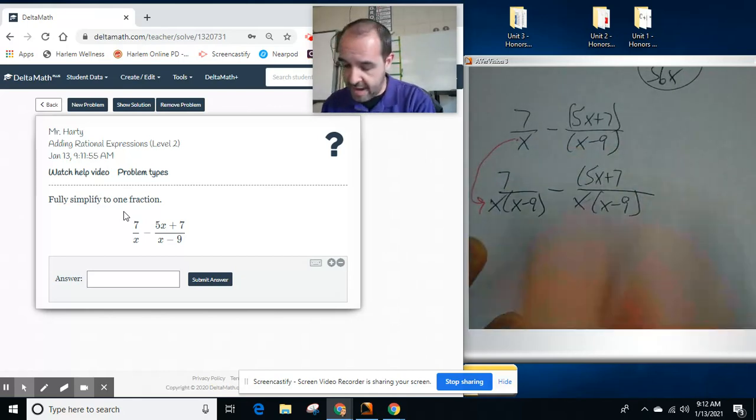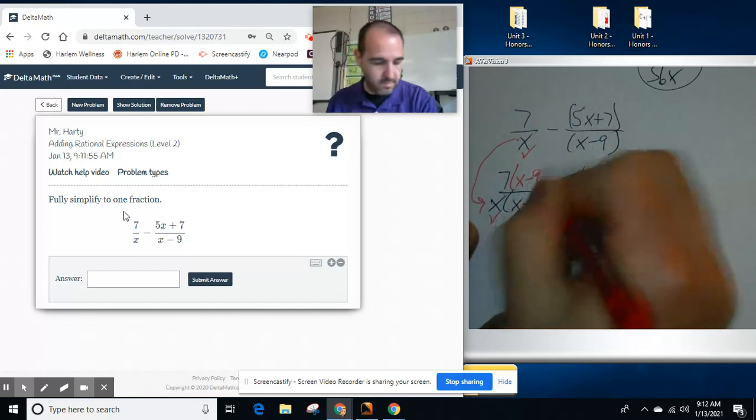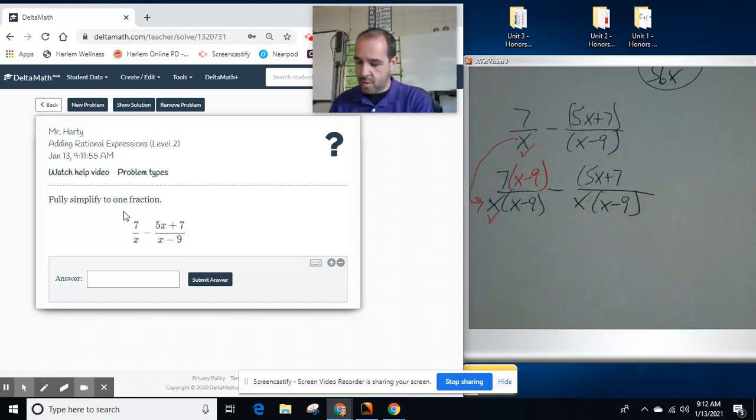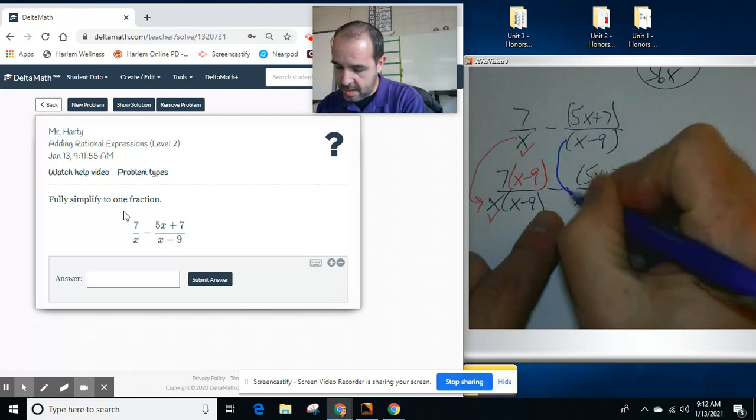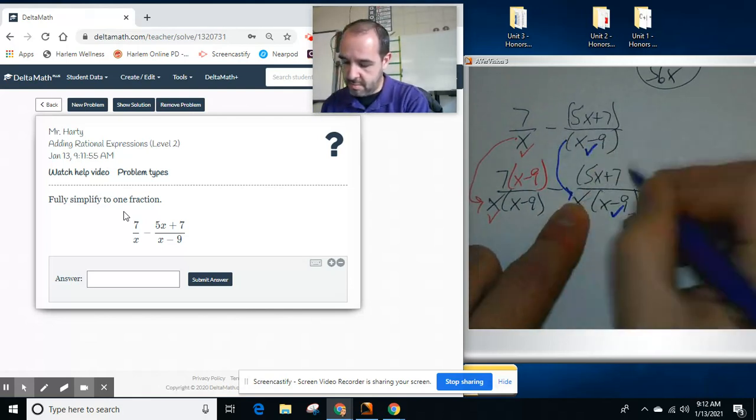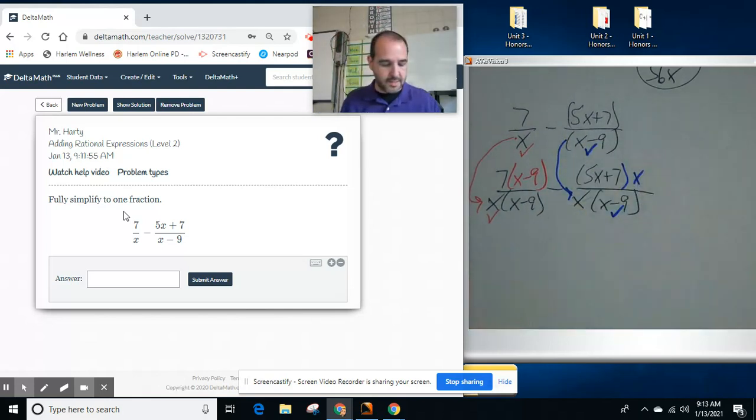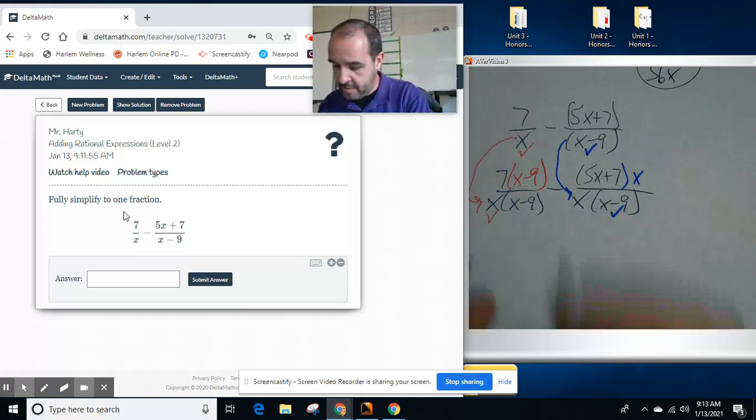Now just check off what you have. I already have x. I need the x minus 9. Over here, I already have the x minus 9. I need the x. Now we're going to have a little cleanup to do here. So we've done the hard part. Now we just got to make sure we take enough time to make sure we don't screw up the easy thing.